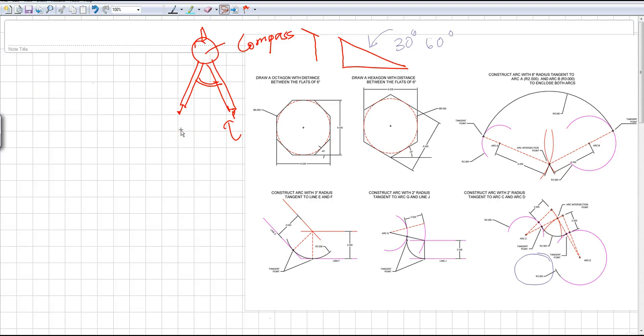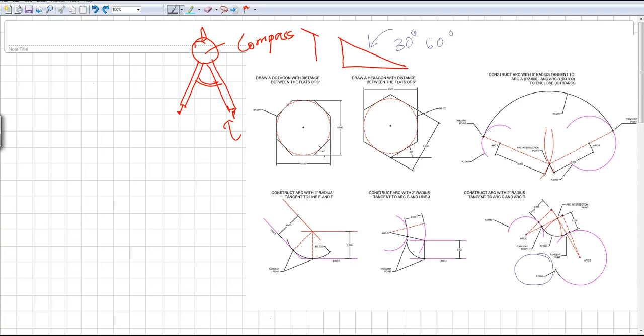Now let's do this one. The question over here is: construct an arc with radius of 3 inches and tangent to line E and line F. Okay, now this is a really simple example, but the main thing we need to do is construct this arc from this line and this line. So how would we do that?